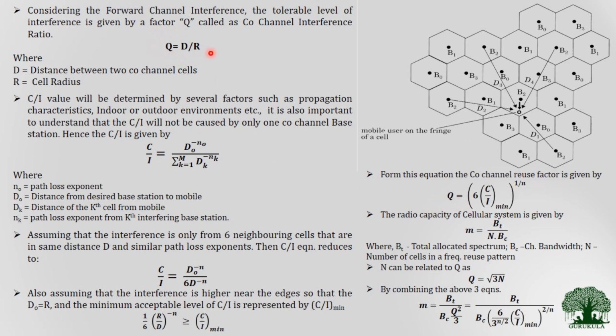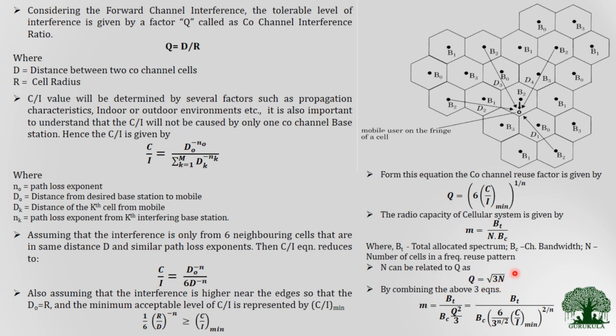So from this equation, we can rewrite the co-channel reuse factor equation, that is Q, as Q = (6 times (C/I) minimum) raised to the power 1 over n. Then the radio capacity of the cellular system is given by the equation m = Bt divided by (N times Bc), where Bt is the total allocated spectrum, Bc is the channel bandwidth, and N is the number of cells in the frequency reuse pattern. There is a relationship between the capital N and the Q factor, which can be given as Q = root of 3N.